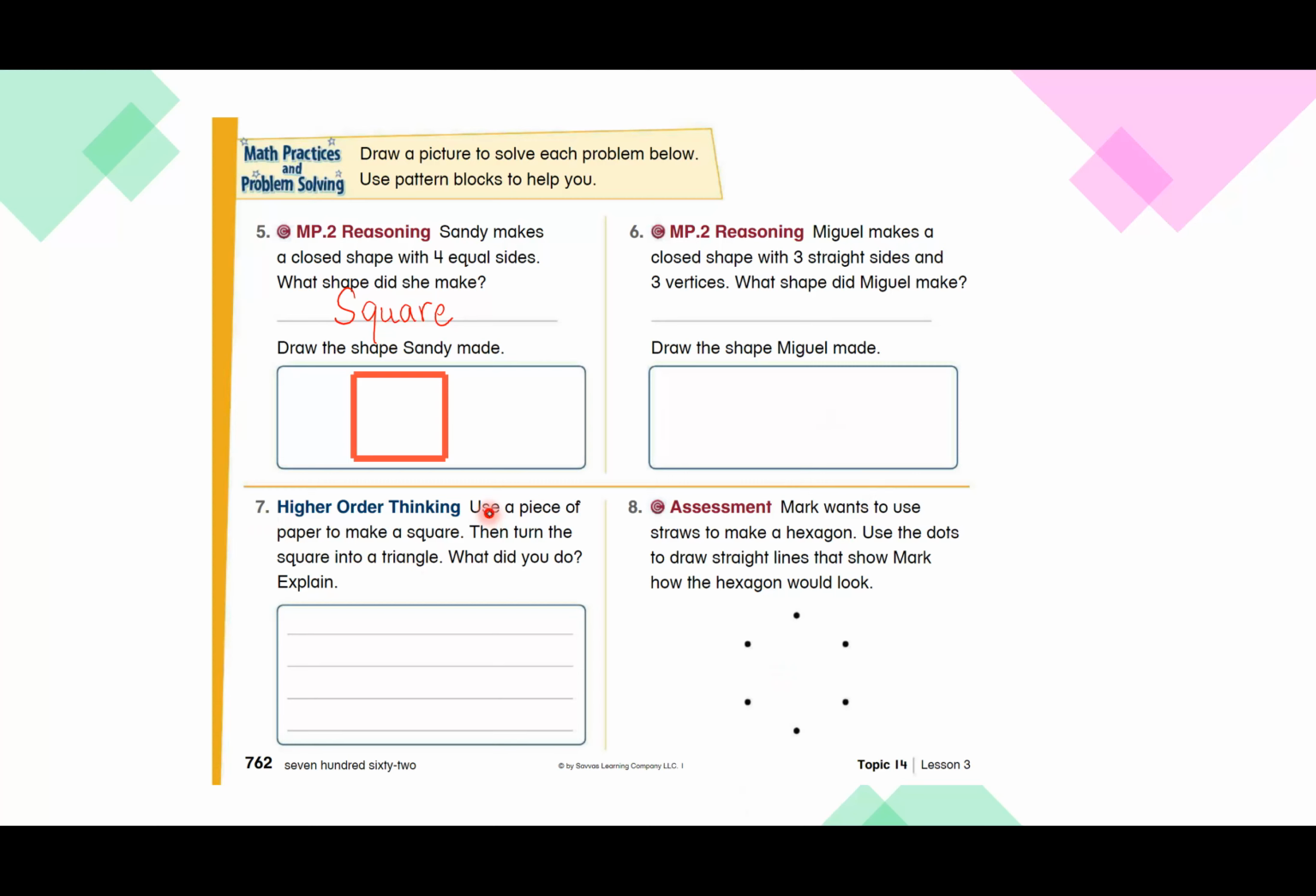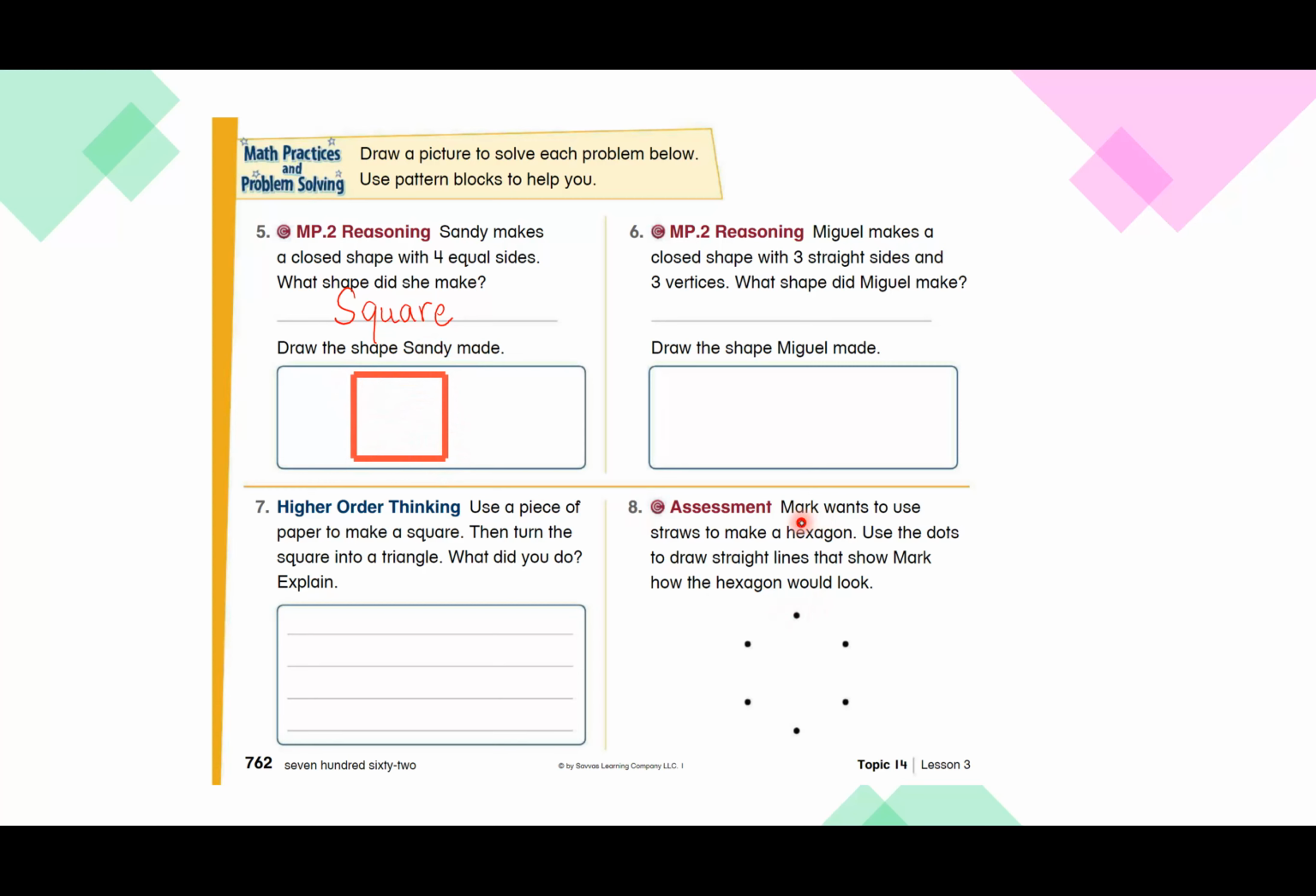Question number 7. Use a piece of paper to make a square, then turn the square into a triangle. What did you do? What you need to do is take a square and fold it into a triangle. We just fold it, right? You will fold it and then it becomes a triangle. Before it had 4 vertices, now it has only 3 vertices. So it's a triangle now.